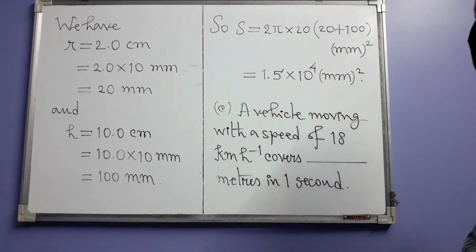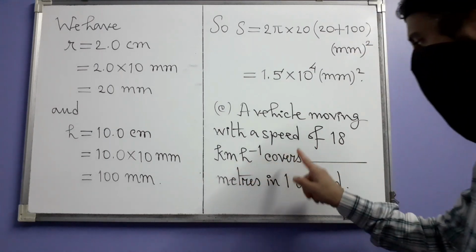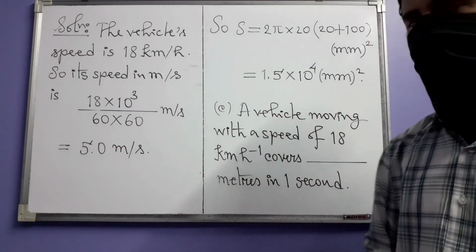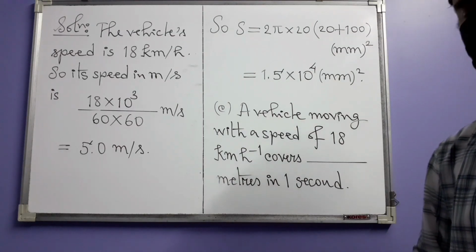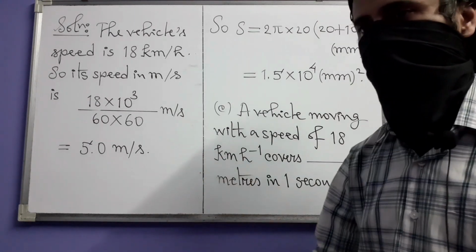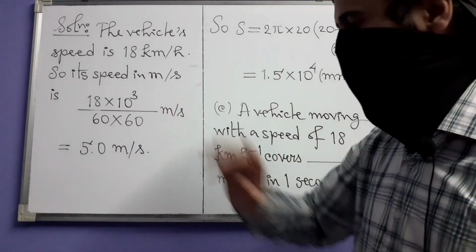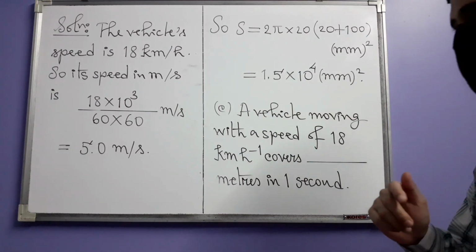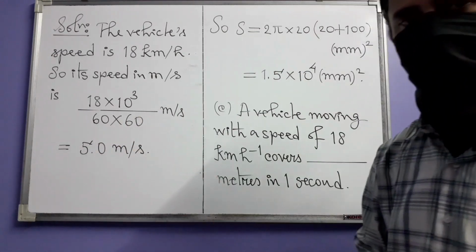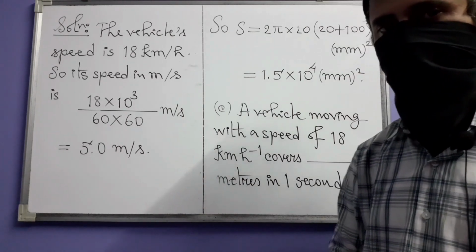The next one is this. A vehicle moving with a speed of 18 km per hour covers dash meters in 1 second. So the speed is given in the unit kilometer per hour. We have to convert it to meter per second. If we want to convert kilometer to meter, 1 kilometer equals 1000 meters, so you multiply by 1000. And if we want to convert hour into seconds, how many seconds does 1 hour have? 60 times 60 seconds. And when you do that calculation, you get 5. Okay, 5 meter per second.